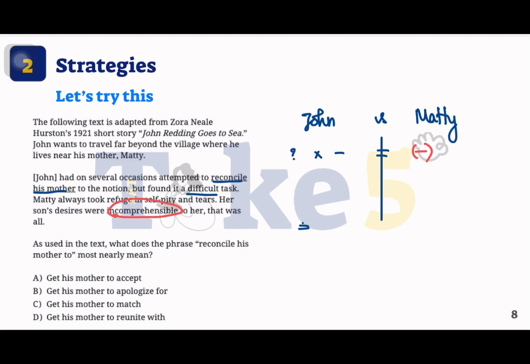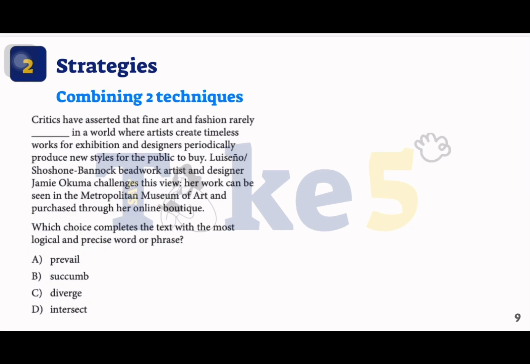So question mark is a positive, or opposite to incomprehensible. So we are looking for something that shows understandable. The only answer that matches is get his mother to accept or to understand. You can see how this advanced technique can save you a lot of time in finding the correct answer with very high accuracy as well. Sometimes you need to combine two techniques together to find the answer.